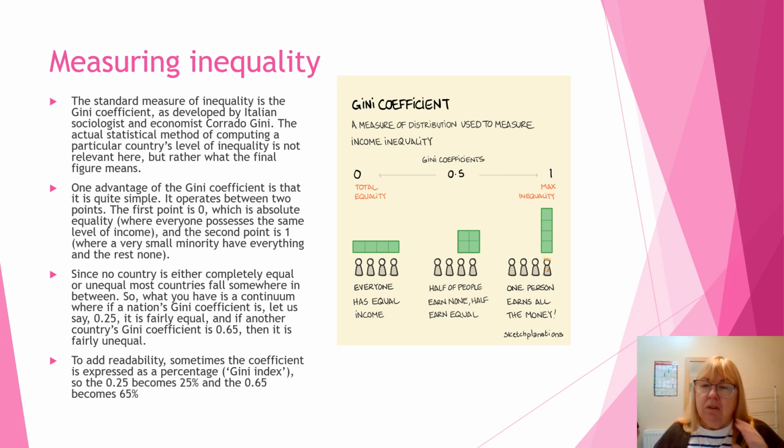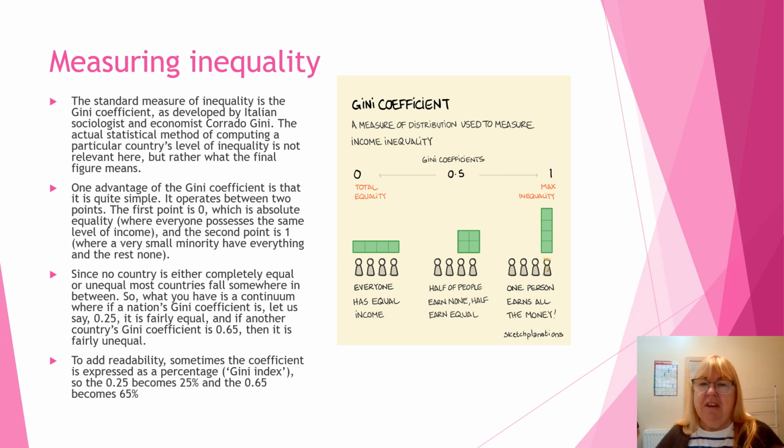So if you're a 0.5 country, then half of the people in your country are equal and half of the people are not. If it's higher than 0.5, then it starts to become more and more unequal. If it's lower than 0.5, like 0.2 or 0.15, then actually the country has more equality. That makes sense, yeah.